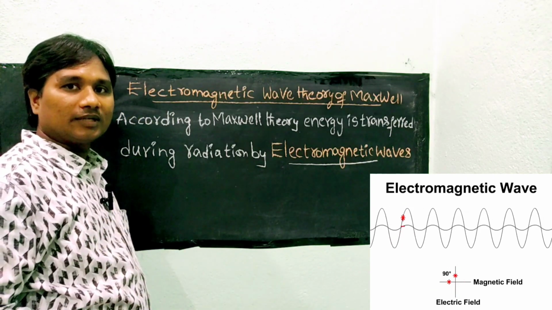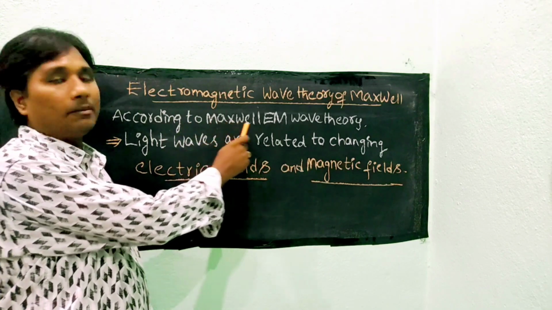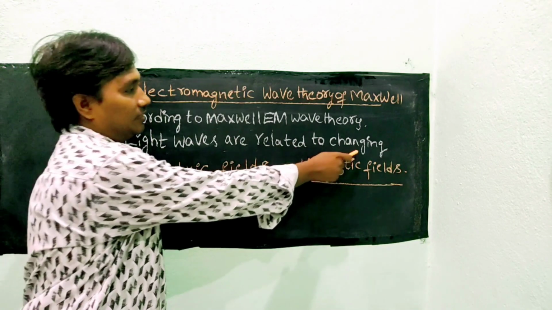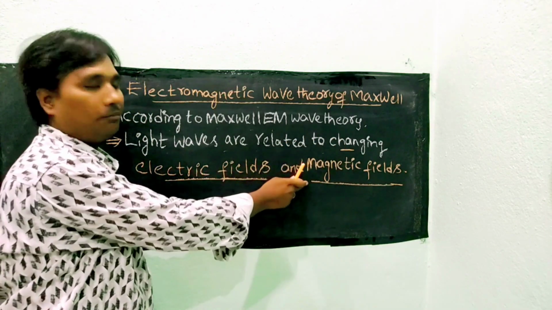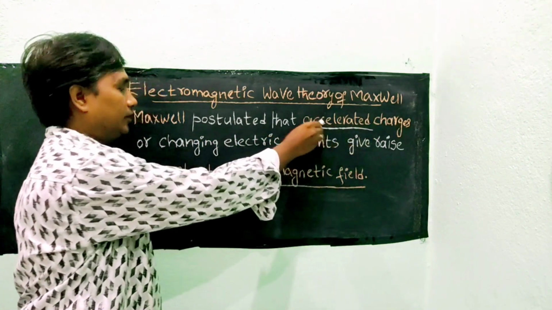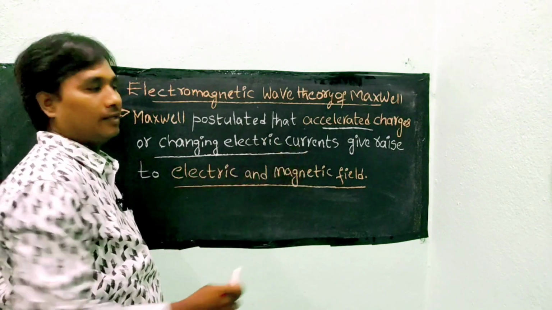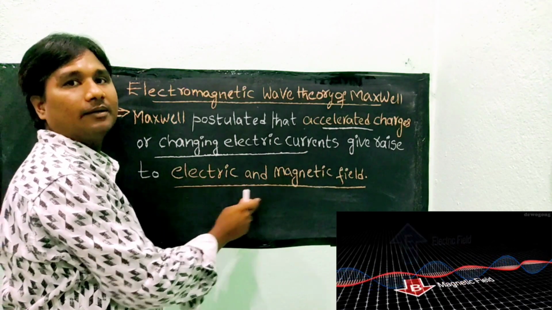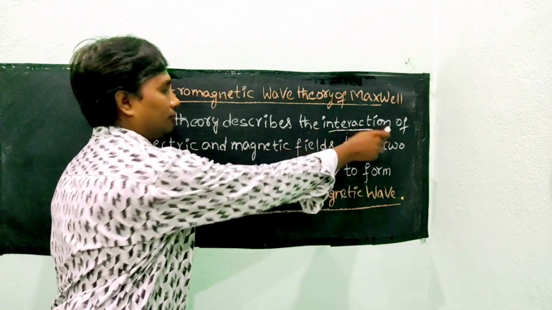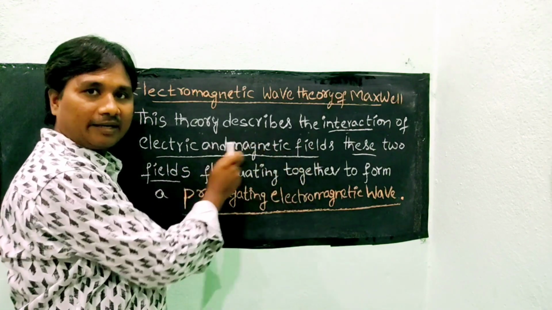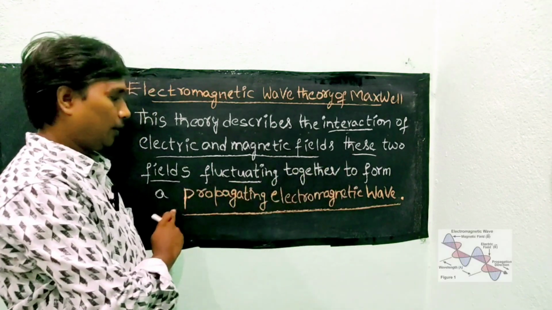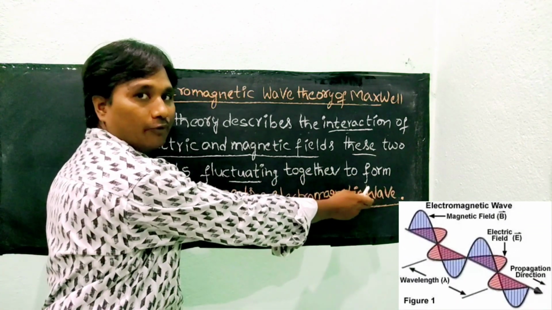Wave structure is explained in detail. According to Maxwell's electromagnetic wave theory, light waves are related to changing electric fields and magnetic fields. Maxwell postulated that accelerated charges or changing electric currents give rise to electric and magnetic fields. This theory describes the interaction of electric and magnetic fields. These two fields fluctuate together to form a propagating electromagnetic wave.